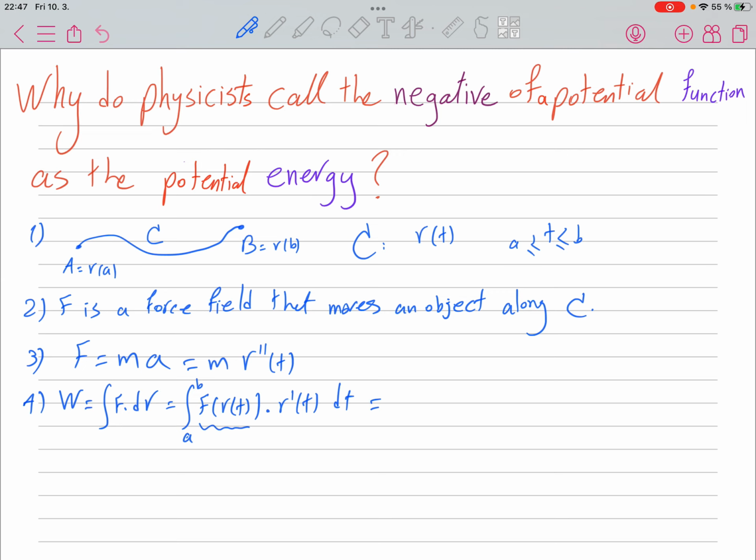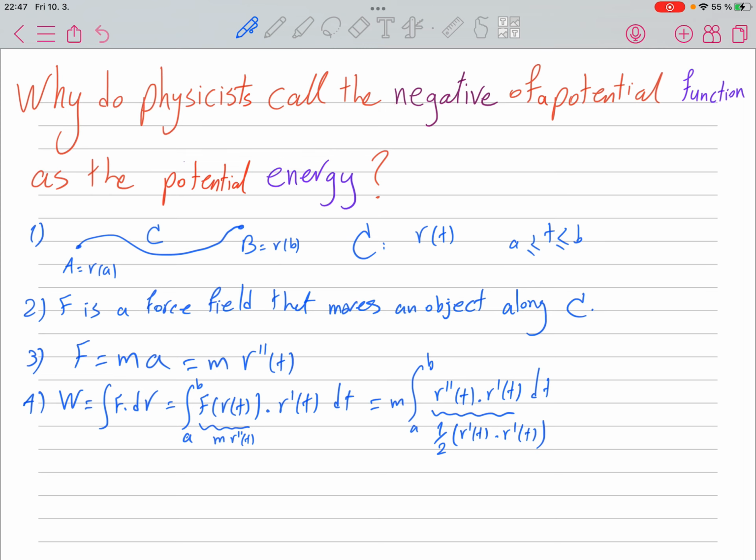So what is F of R of t? This is going to be m R double prime of t, right? m is constant, therefore we can put m here, and then the integral from a to b of R double prime of t dot product R prime of t dt. And now, instead of R double prime of t dot product R prime of t, we can put 1/2 R prime of t dot product R prime of t, all prime.